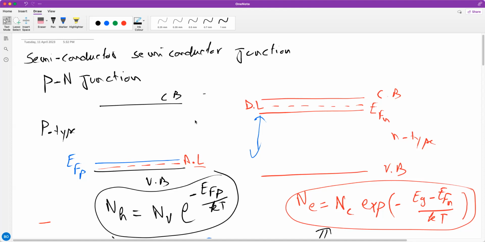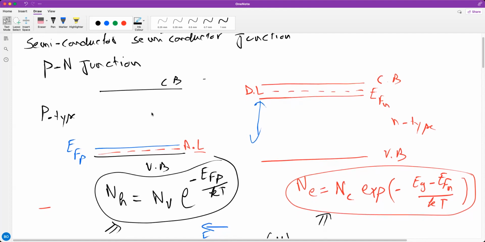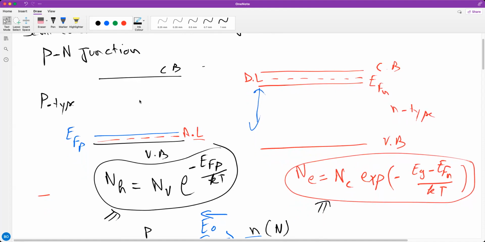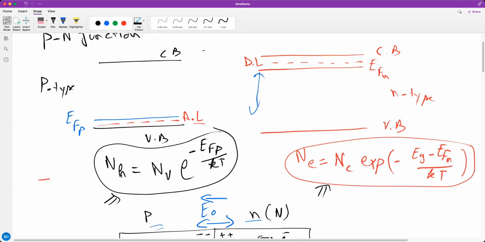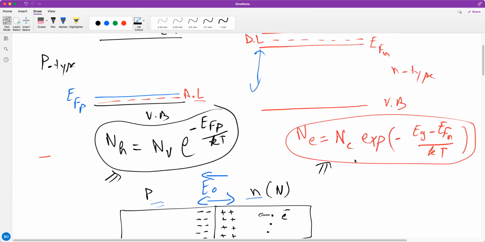So let's start. We talked about the semiconductor, intrinsic semiconductor. We talked about the P type and N type, and now we started also the PN junction, and we mentioned this when we put a P type and N type close to each other. Remember, we have already calculated before the Fermi level of the P type and the Fermi level of the N type, and the number of holes in the P type is given by this expression, and the number of electrons in the N type is given by this.